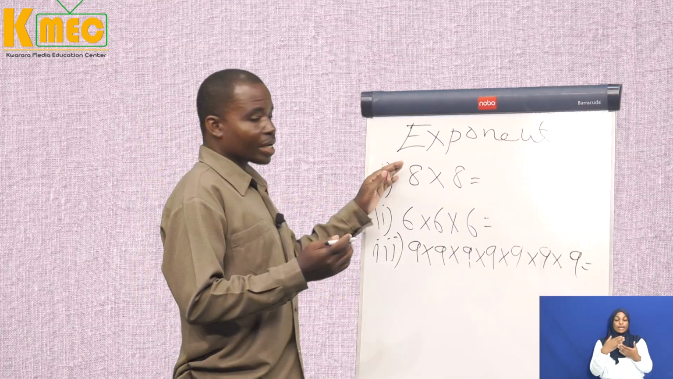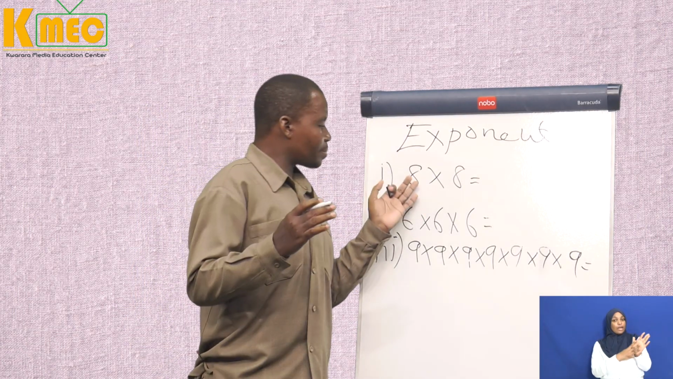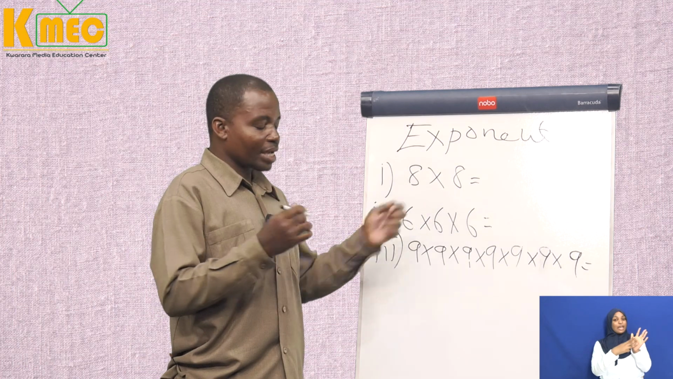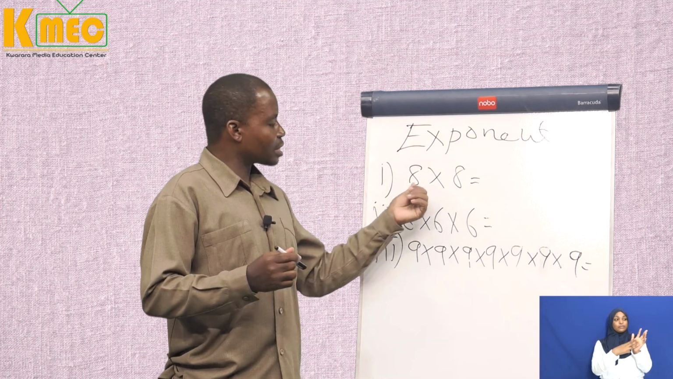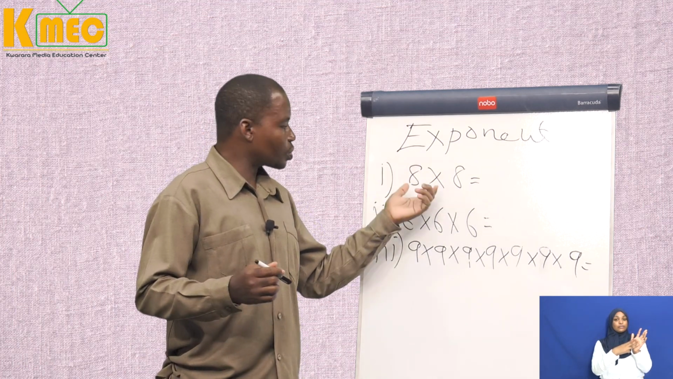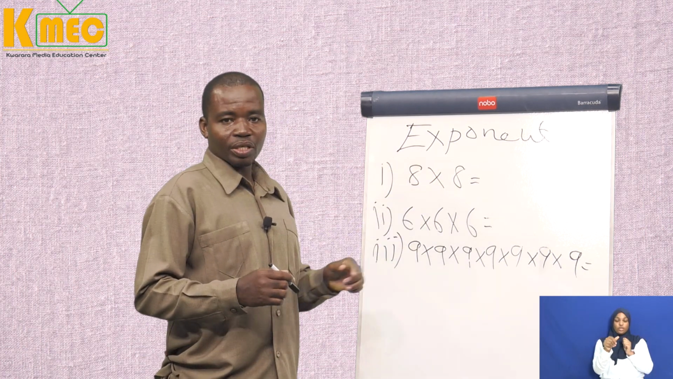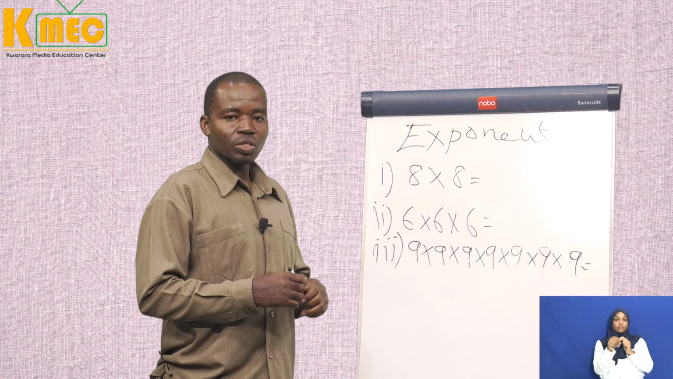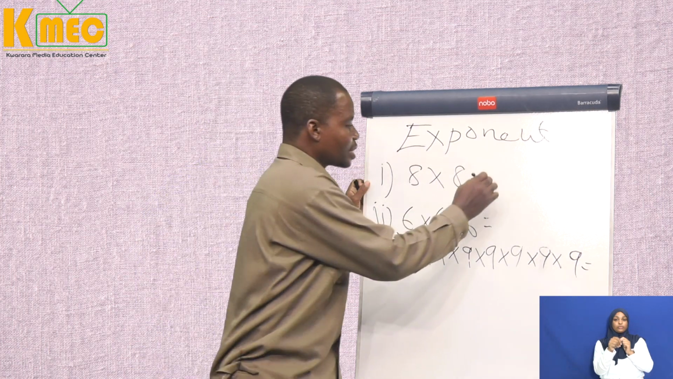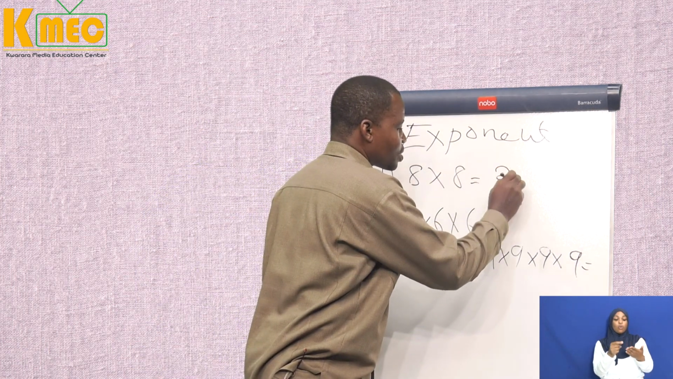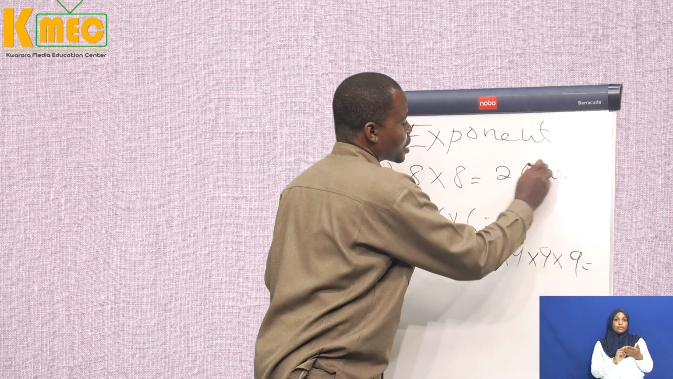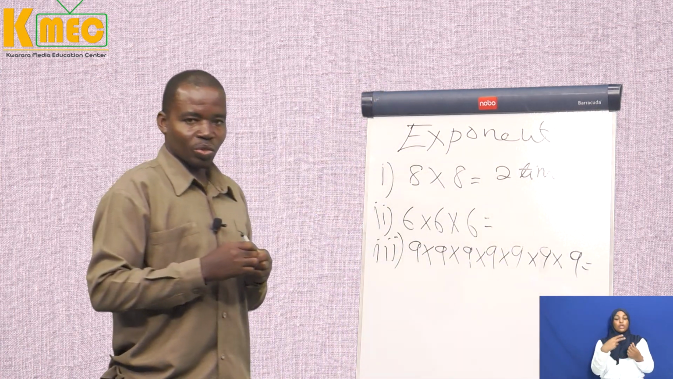So here, 8 multiplies 2 times. 8 multiplies itself 2 times. This is 1, 2. So 8 multiplies 2 times. We write here, it multiplies 2 times.